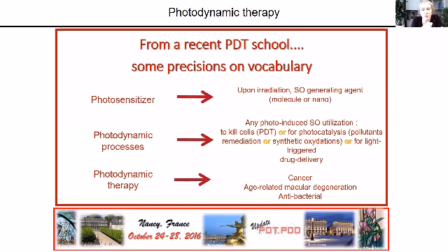It can also be for drug delivery purposes. And in this case, it's like triggered drug delivery. And all of these things are photodynamic applications, but they are not all photodynamic therapy. Because I can see sometimes some papers with PDT.